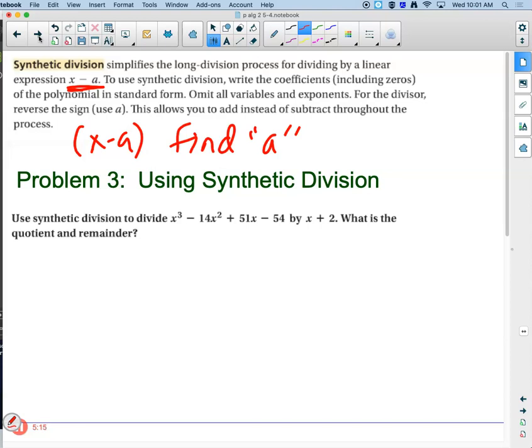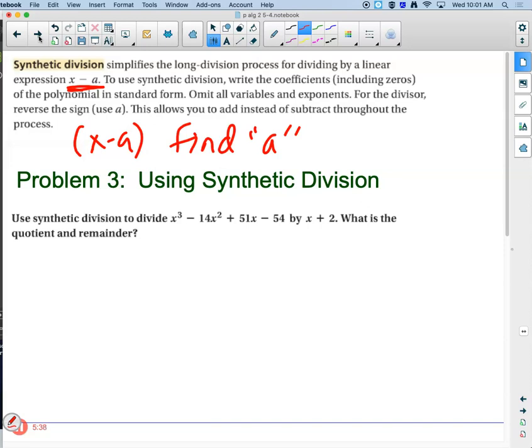We're going to use synthetic division this first couple of times actually. I'm going to go pretty slow. And that's because the process is easy, but you have to see how it works. So we're going to use synthetic division to divide x cubed minus 14x squared plus 51x minus 54 by x plus 2. And what is the quotient and the remainder?